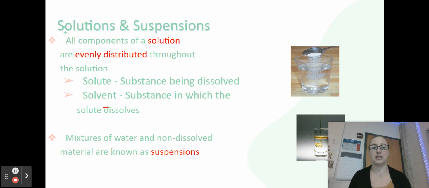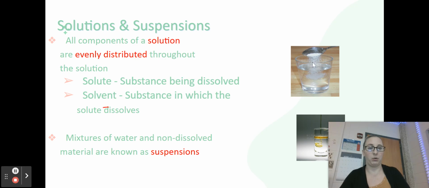Solutions and suspensions. This is how different substances interact with each other. So anytime that we're talking about a solution, we're talking about some substance being evenly distributed or evenly mixed into another substance. Typically, when we talk about solutions, we need to refer to and identify a solute and a solvent. So the solute is the substance being dissolved.